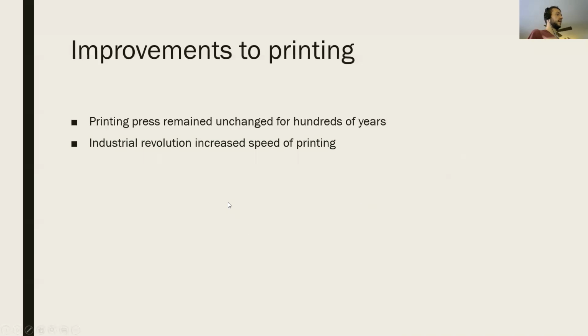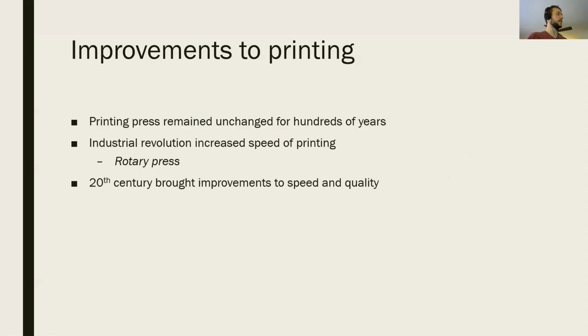But with the coming of the Industrial Revolution, the speed of printing increased much more quickly. We see this with the invention of what's called the rotary press, which I'll look at a little bit. And also, we'll see many advancements that were made in the 20th century, which further increased the speed of printing and also improved its quality, some of which are used in the printers that we use today.